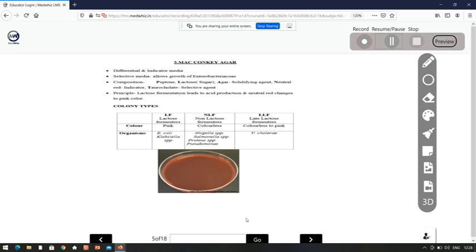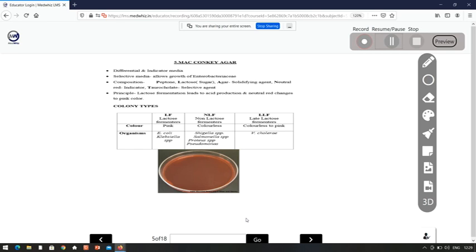It also has an indicator called neutral red, which changes its color upon fermentation by these bacteria. That's why we call it indicator media. MacConkey agar is also a selective media. It allows growth of Enterobacteriaceae. So this MacConkey agar we can call differential media, indicator media, and selective media. As selective media, it mainly allows the growth of all the species of Enterobacteriaceae.